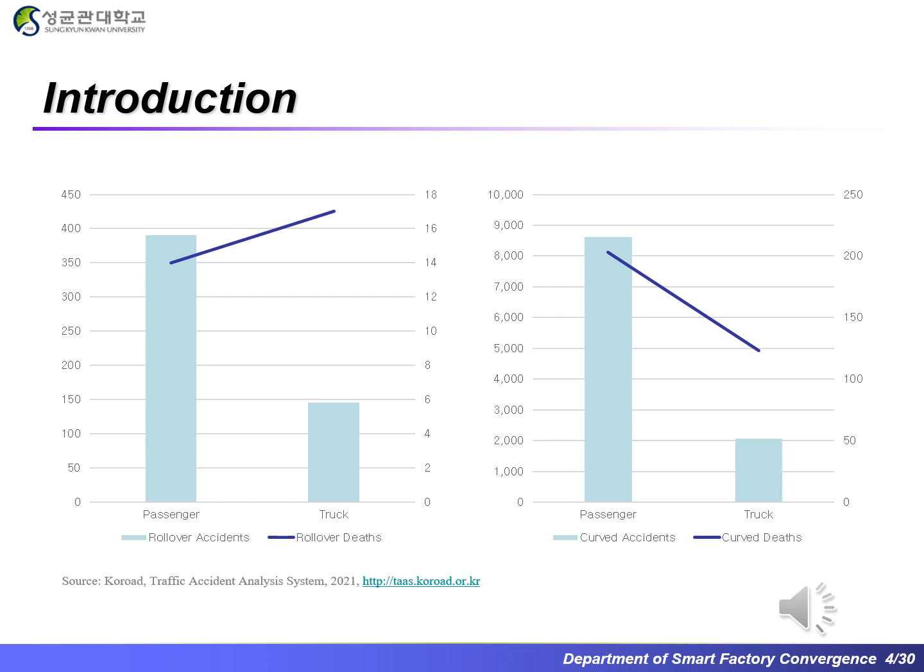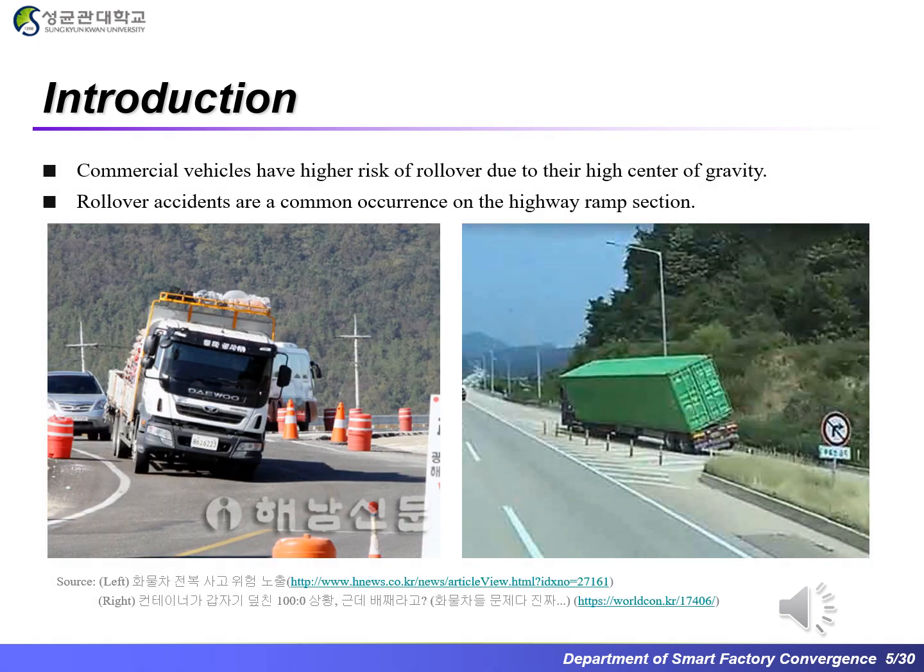In addition, more fatalities were reported in truck overturn accidents. On curved roads too, it can be seen that truck accidents are more dangerous. Therefore, various efforts and research on measures are needed to prevent truck accidents. One of the causes of truck accidents is the height of the center of gravity.